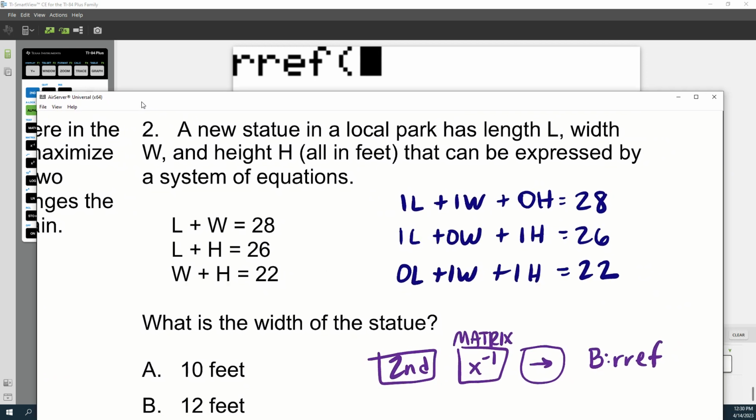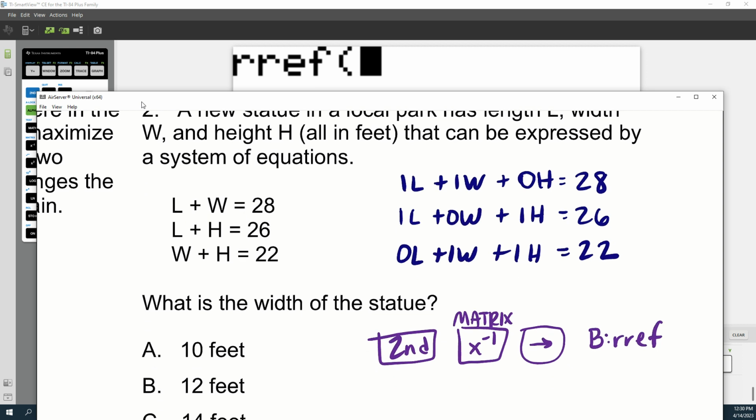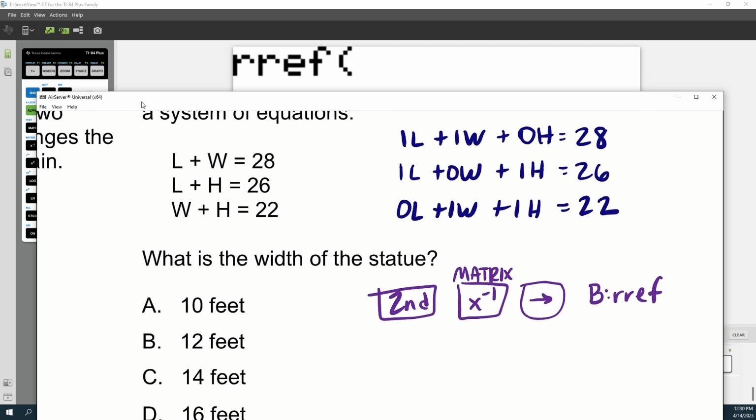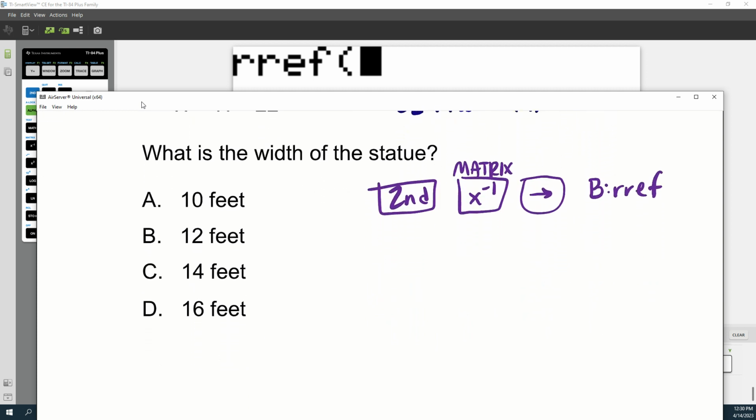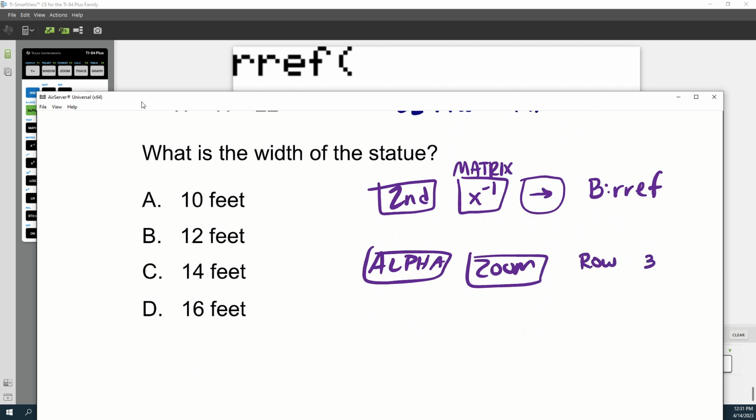Okay, so once you choose it, that is what it looks like. And then we need a matrix that we're going to put in 1, 1, 0, 28, 1, 0, 1, 26. And so do you guys remember how to get the matrix? It's okay. It's alpha, zoom. I forgot for a second. And then you need to choose 3 rows and 4 columns.